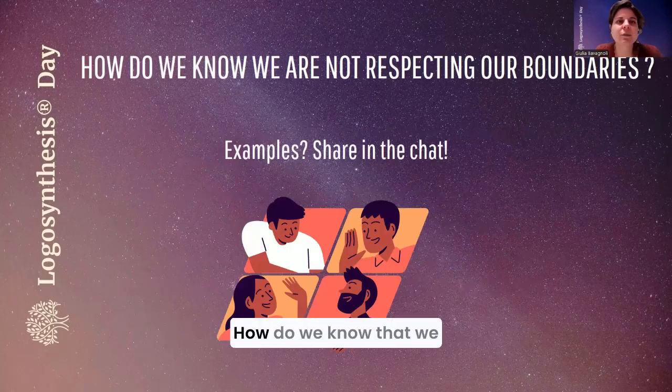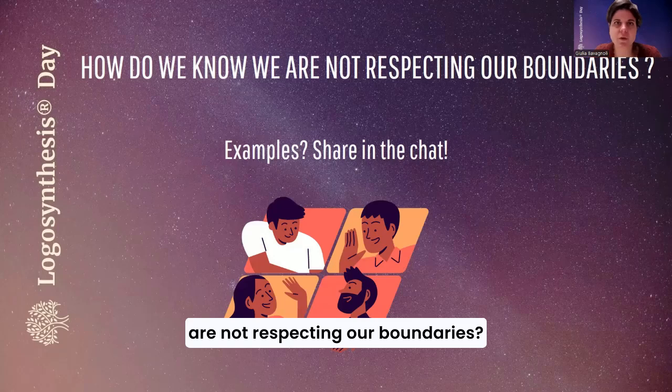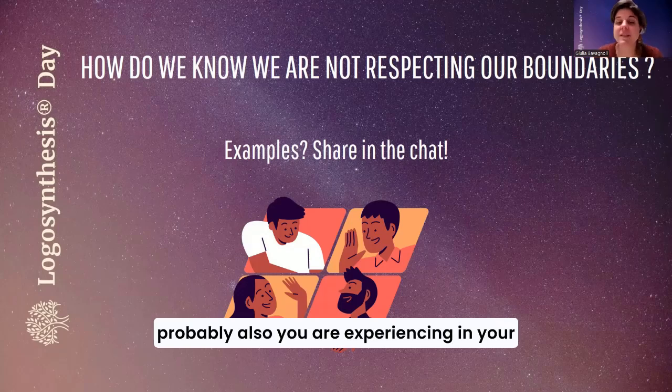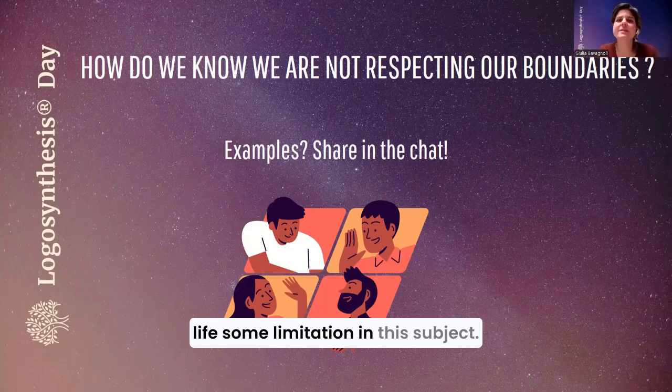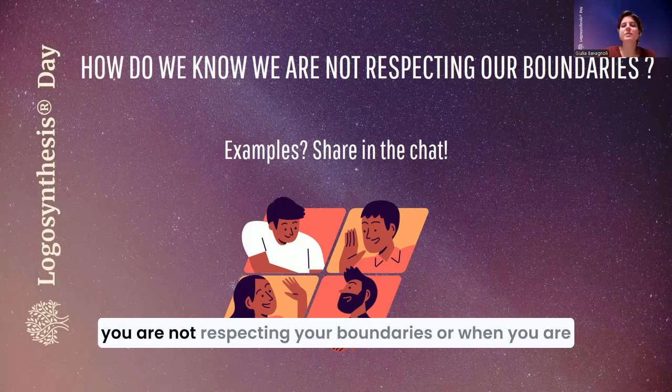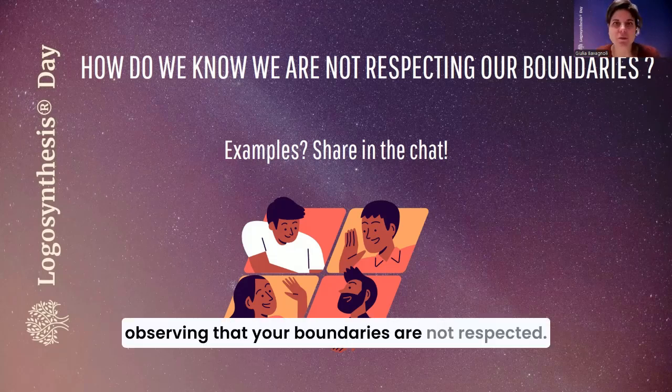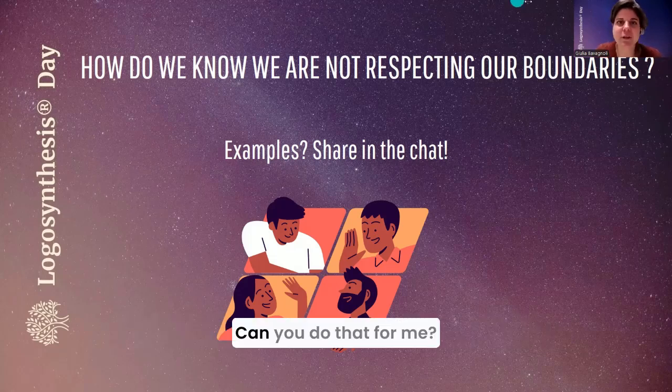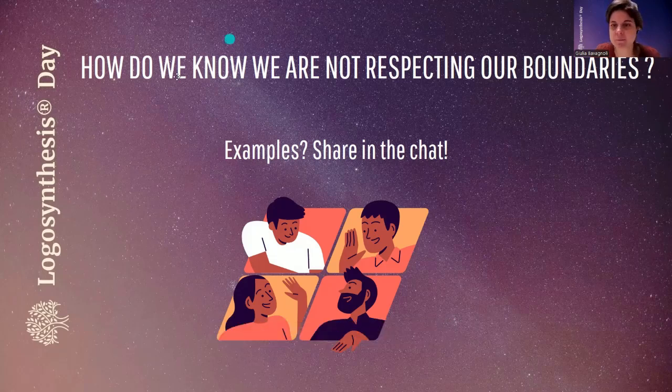How do we know that we are not respecting our boundaries? Since you're here, I guess that you are somehow at least intrigued by the subject, and probably also you are experiencing in your life some limitation in this subject. So I would like for you to share in the chat some examples that come from your own life when you are not respecting your boundaries or when you are observing that your boundaries are not respected. Can you do that for me? It will be very interesting.